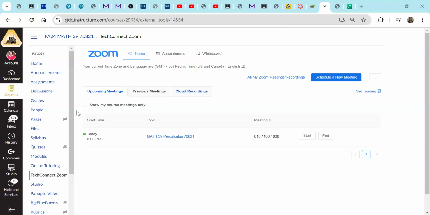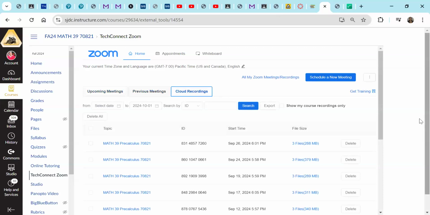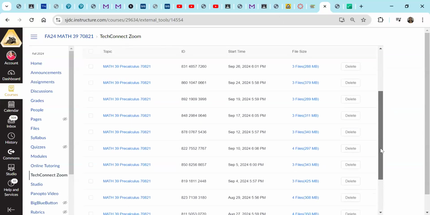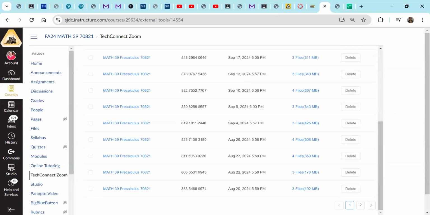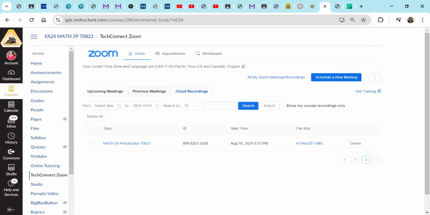Let's go to the canvas right here. All the recordings I put right here under Tech Connect Zoom. Let me share my screen. So if you go right here, it says cloud recordings. So anytime you're not able to make it, you can see the recording. Oh, okay. Thank you. Yeah, all the sessions are recorded here.